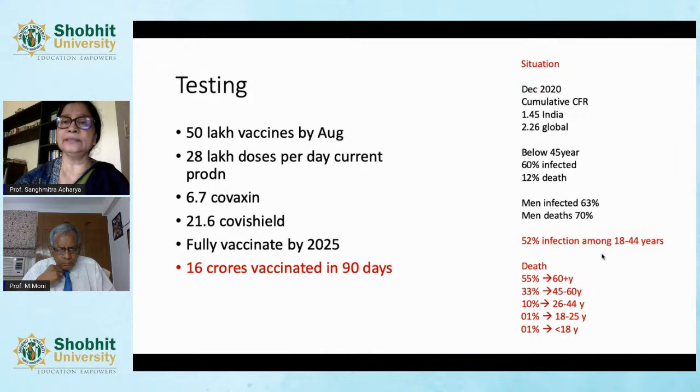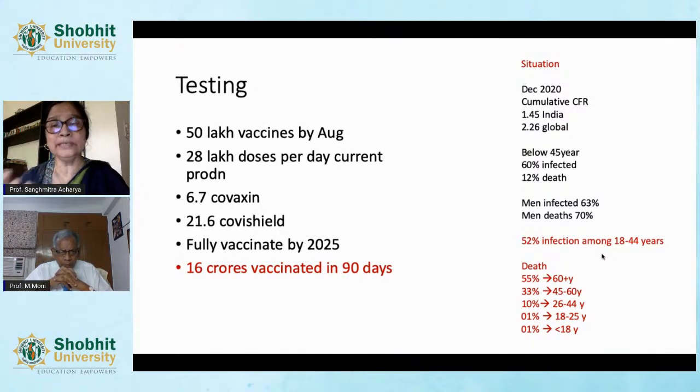But if you look at the situation as it has rolled out from December 2020, the cumulative case fatality rate for India has been lesser than the global case fatality rate. And that's been there right from the beginning. But despite the fact that it has been lower than the global fatality rate, what becomes important is that after December, we see a shift happening towards the age group. 60% of those who were infected were below 45 years of age, and 12% of the deaths happened among them.